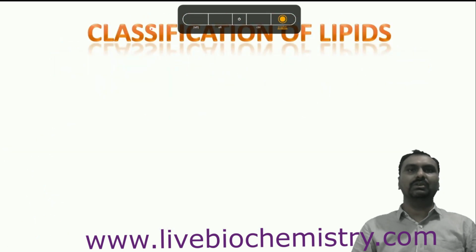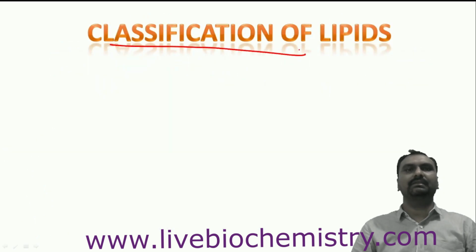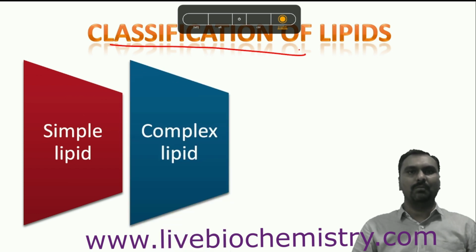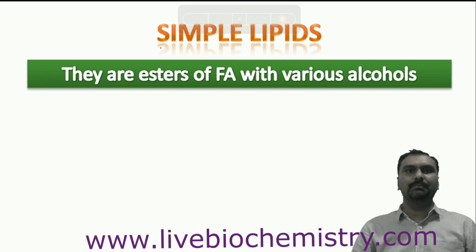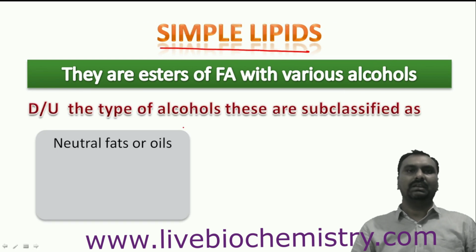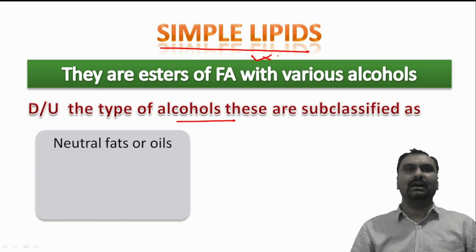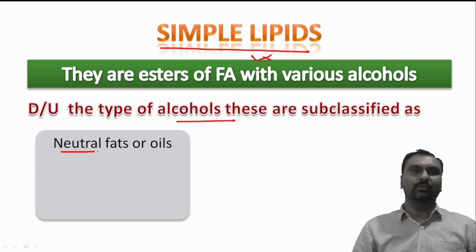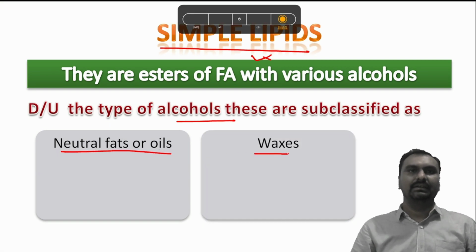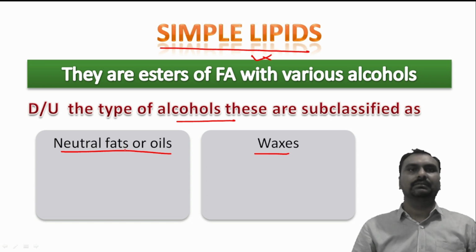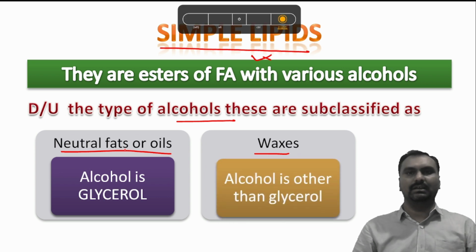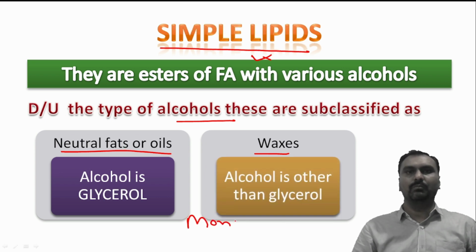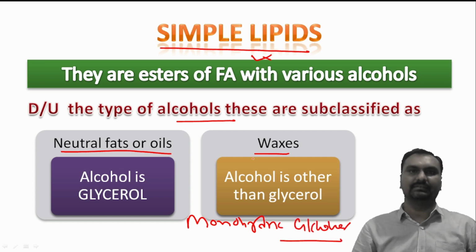So coming to the classification of the lipids, lipids are classified into simple lipids, complex lipids, and derived lipids. Now we will see what the simple lipids are. Depending on the type of alcohol, these simple lipids are further subclassified into neutral fats and wax. In neutral fats or oils, the alcohol is glycerol, while in wax it is other than glycerol. It is mainly monohydric alcohol that is present in wax.